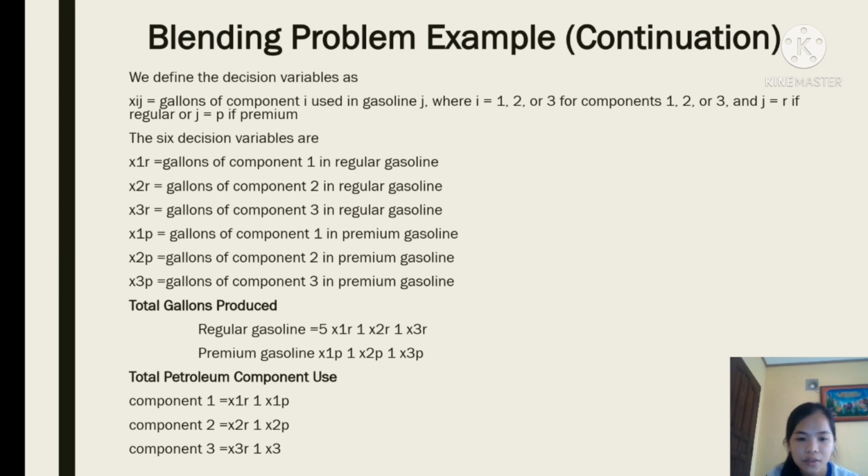Total gallons produced of regular gasoline is equal to X sub 1R plus X sub 2R plus X sub 3R. For premium gasoline, it is X sub 1P plus X sub 2P plus X sub 3P. Total petroleum component use: component 1 is equal to X sub 1R plus X sub 1P. Component 2 is X sub 2R plus X sub 2P. Component 3 is X sub 3R plus X sub 3P.